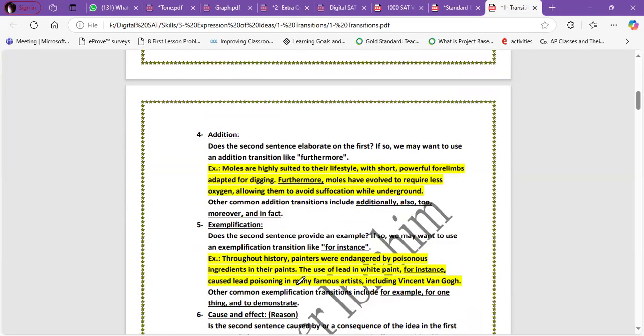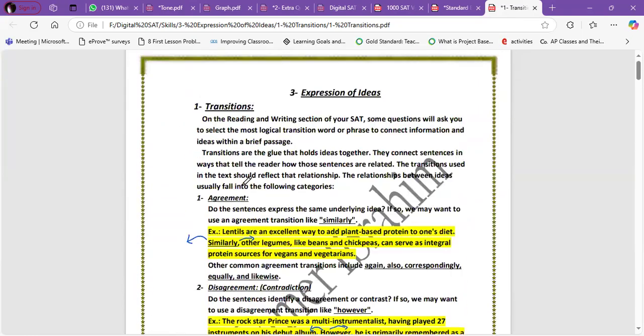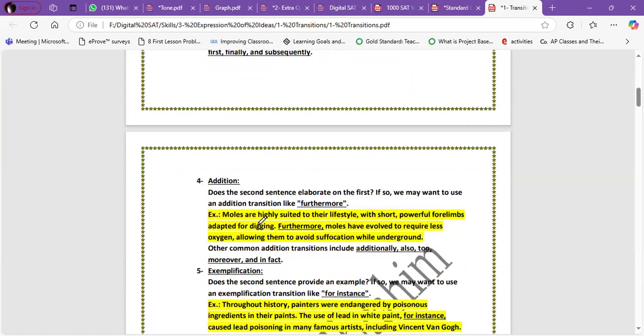The fourth category is addition. You add more information, not agreeing like the first one. It's addition. You add more information, like the word furthermore. Let's look at the sentence before and the sentence after.